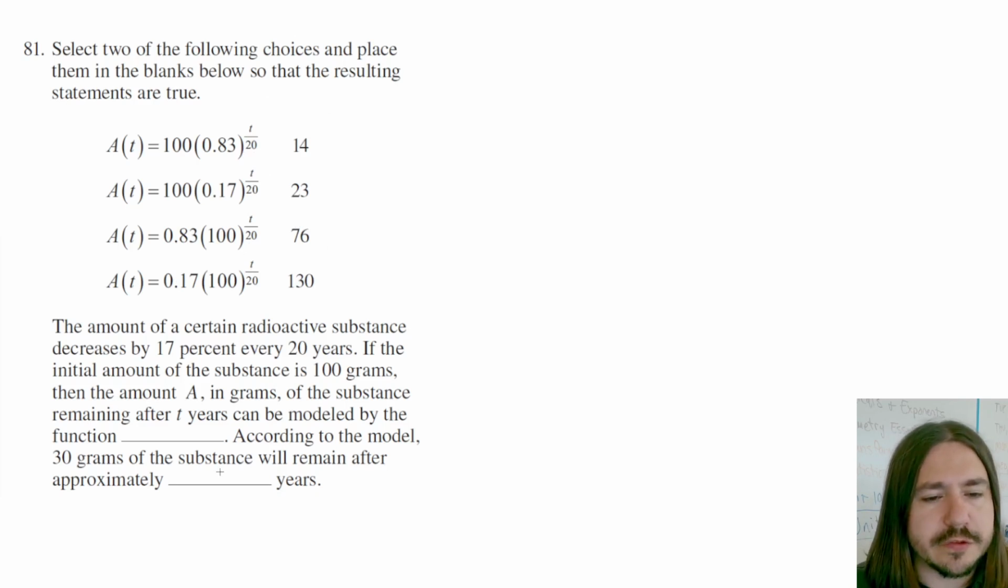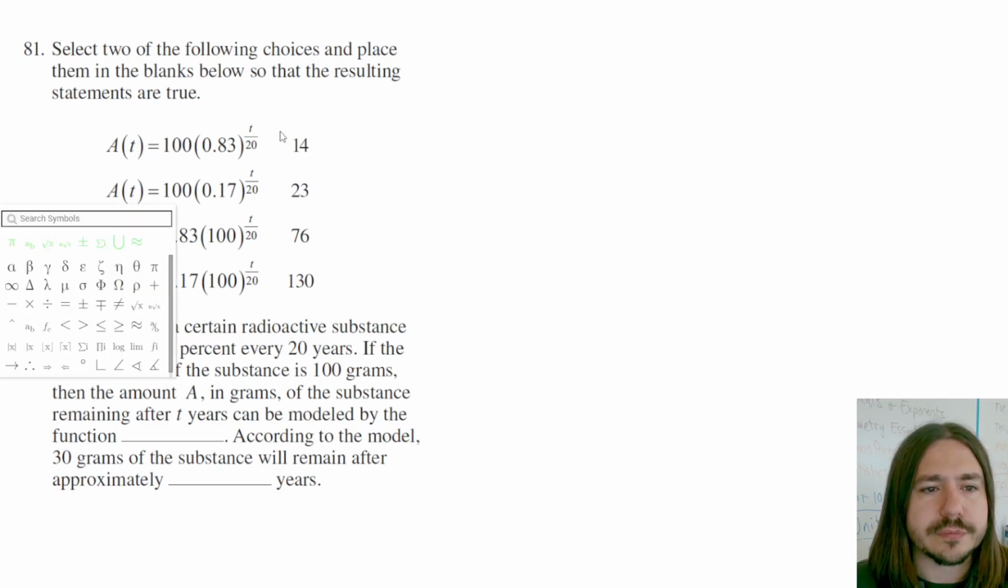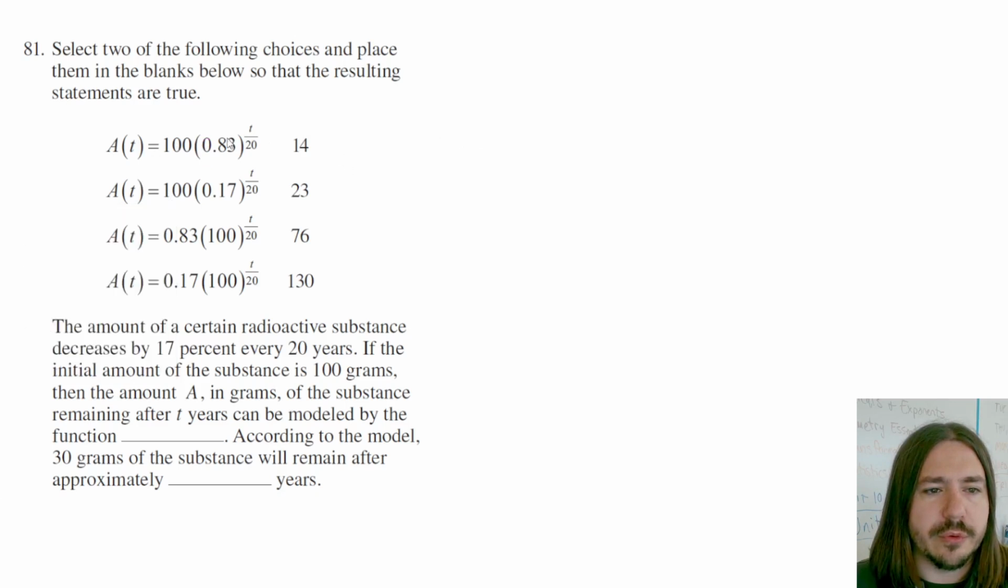So it says the amount of a certain radioactive substance decreases by 17% every 20 years. If the initial amount of the substance is 100 grams, then the amount A in grams of the substance remaining after T years can be modeled by one of these functions. According to the model, 30 grams of substance will remain after approximately blank years. So here we've got to know how to set up this equation, at least the first part, which is the only thing we really need to look at. You can see the exponents are the same on all of those.